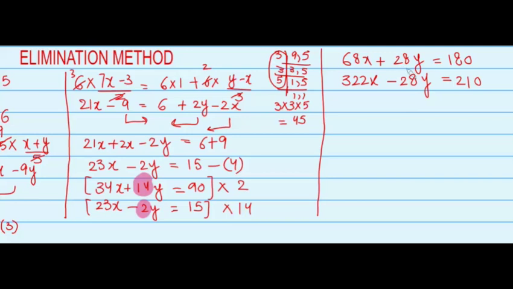Okay, so the coefficients are equal now. Also their signs are opposite. So when we have opposite signs, we do addition, no sign changed, right? And when we have same signs, we do subtraction. The signs of the second equation will be changed in that case, right? So here we have opposite signs already, so no sign changed, just addition. So 68x plus 322x gives you 390x, right? The y terms will be cancelled, and 180 plus 210 gives you 390 as well.